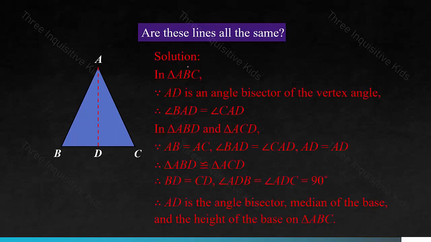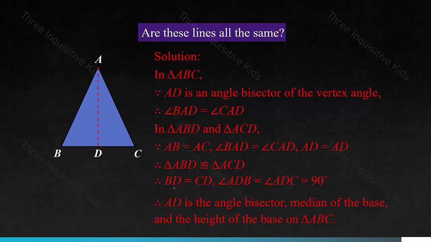Well, in triangle ABC, because AD is an angle bisector of the vertex angle, angle BAD equals angle CAD. In triangle ABD and triangle ACD, AB equals AC, angle BAD equals angle CAD, and AD equals AD because they both share that side. Using this information, and using what we learned about finding congruent triangles, we can conclude that triangle ABD is congruent to triangle ACD.